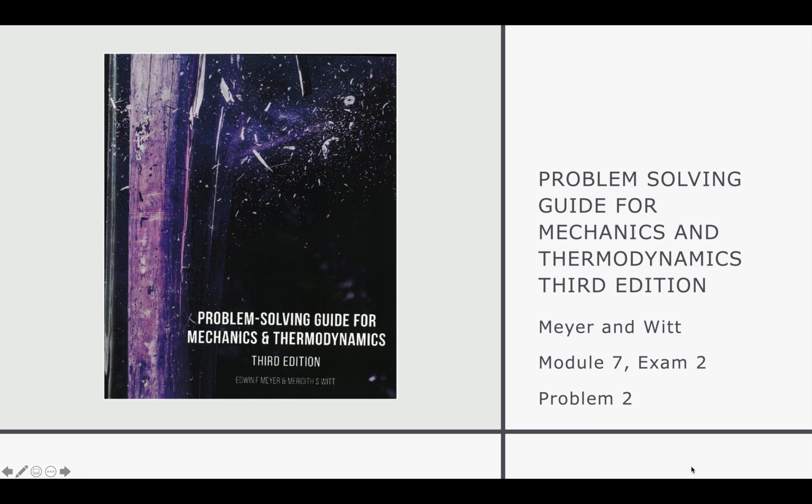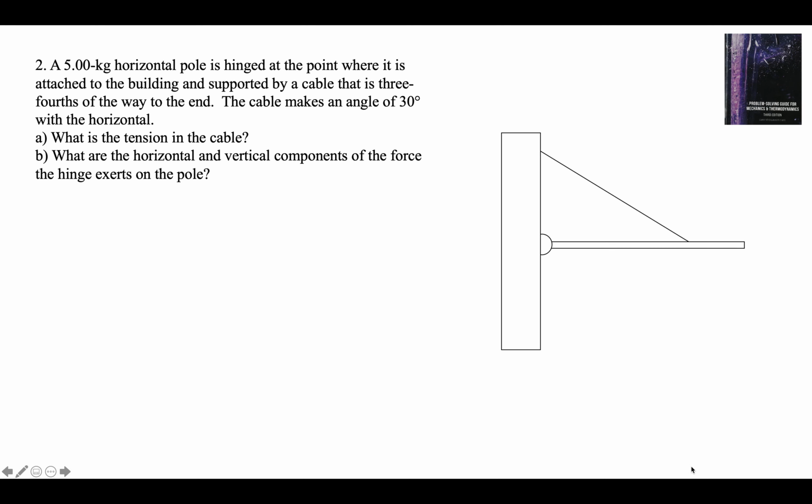This is a walkthrough of problem 2 on practice exam 2 of module 7 in the book Problem Solving Guide for Mechanics and Thermodynamics. We have a 5 kilogram horizontal pole attached to a building via a hinge, supported by a cable that's 3/4 of the way out. The cable makes an angle of 30 degrees with the horizontal. What is the tension in the cable? And what are the horizontal and vertical components of the force the hinge exerts on the pole?